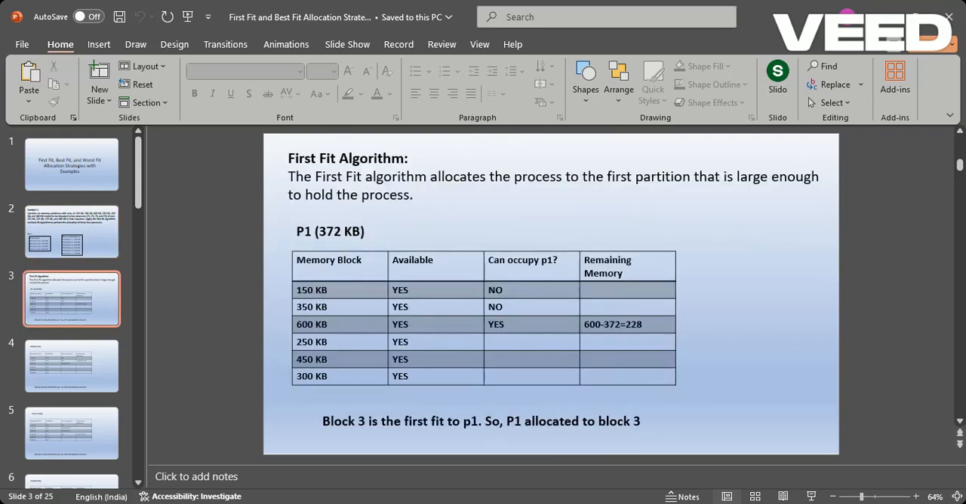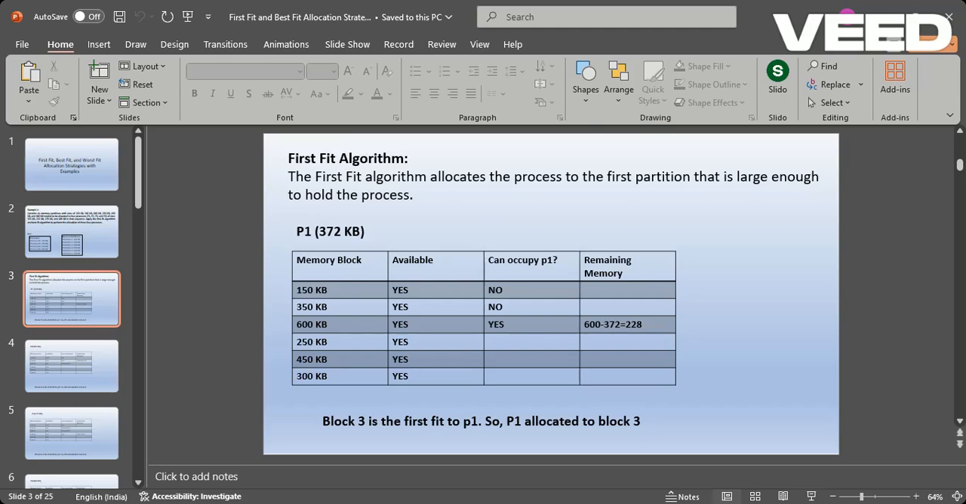Okay, so the first one is the first fit algorithm. In the first fit allocation strategy, the process is allocated to the first partition that is large enough to hold that particular process. Whenever a process finds the first memory block whose size is enough to store it, that block will be allocated to the process. That is the first fit algorithm. The entire memory is not searched in this allocation strategy. Only the first location that is enough to store that particular process will be allocated.